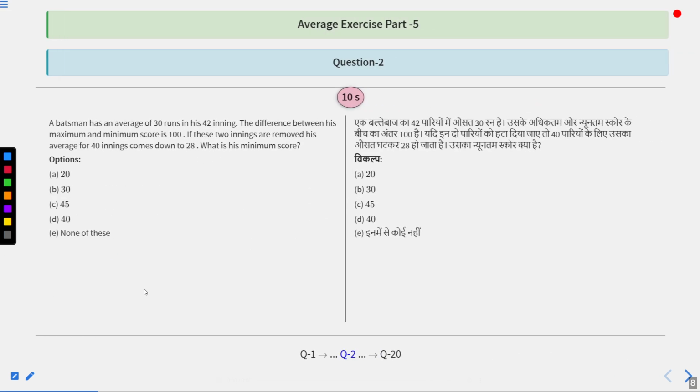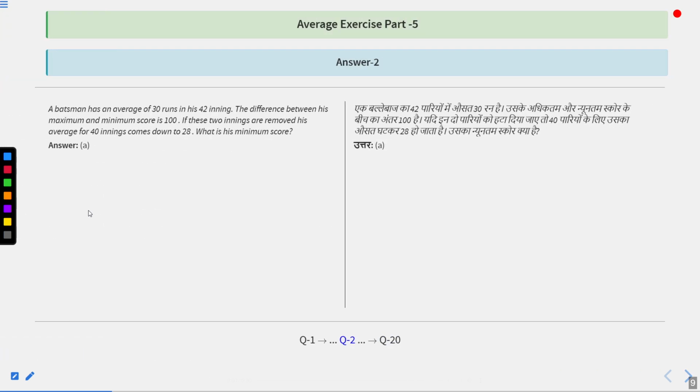Next one. A batsman has an average of 30 runs in his 42 innings. The difference between his maximum and minimum score is 100. If these two innings are removed, his average of 40 innings comes down to 28. What is his minimum score? You have 5 options and 10 seconds to analyze the question. Your time starts now. Time's up. Let's see the solution.